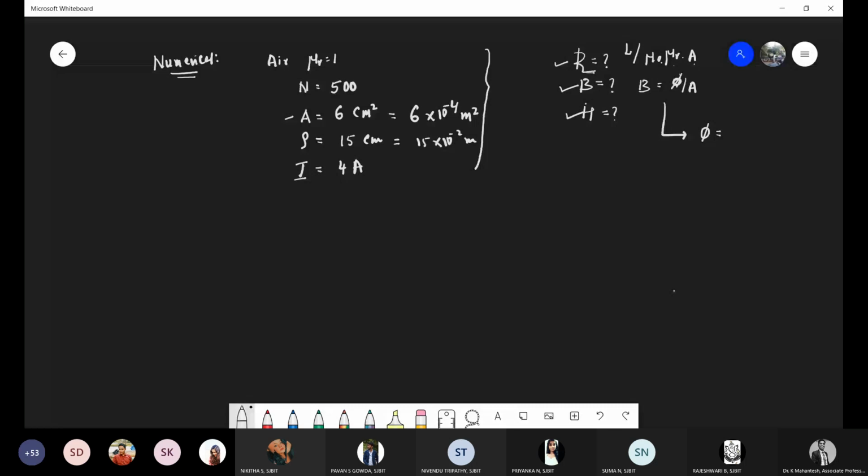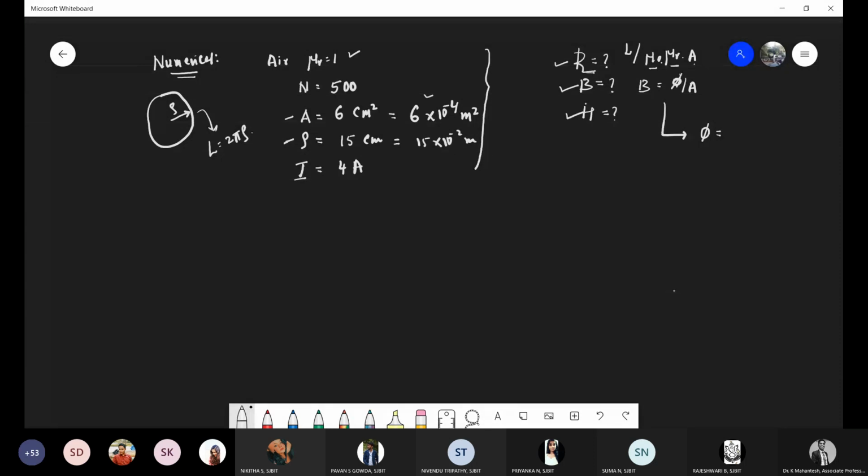So L is equal to 2 pi into rho, because it is a toroid. A toroid means what? It is a circular ring of radius rho. And what is the length of the toroidal ring? L is equal to 2 pi rho. So I know L, I know mu naught is constant 4 pi into 10 power minus 7, and mu R is equal to 1. And A is given as 6 into 10 power minus 4. So there's nothing to worry about to calculate reluctance.